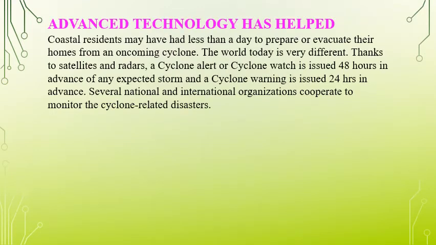And let's see the advanced technology which helps in the prediction of cyclones. Earlier, coastal residents may have had less than a day to prepare or evacuate their homes from an oncoming cyclone. The world today is very different, and we should thank the satellites and radars. A cyclone alert or cyclone watch is issued 48 hours in advance of any expected storm, and a cyclone warning is issued 24 hours in advance. Several international and national organizations cooperate to monitor cyclone-related disasters.